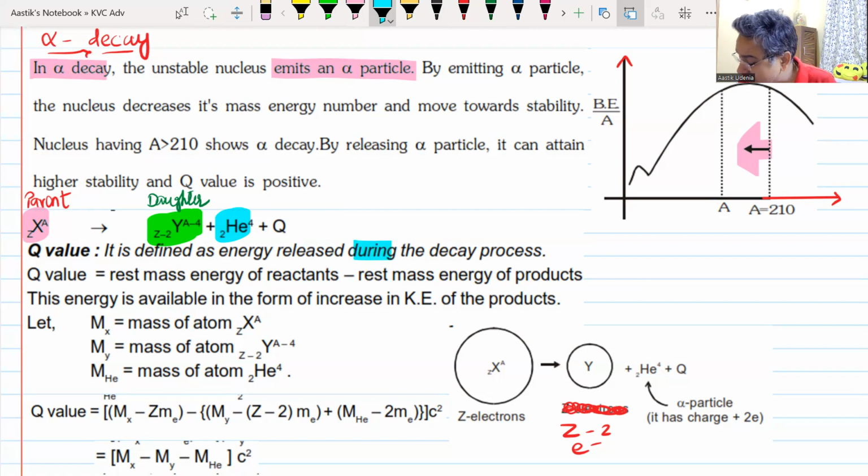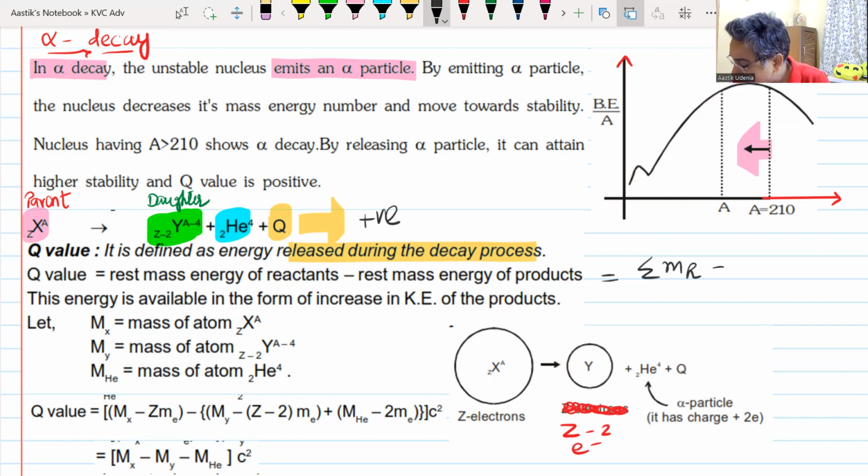Q value is the energy released in this decay process. As you can see, this is a spontaneous decay, so the Q value will always be positive. How do you find the Q value? It is equal to the summation of mass of the reactants minus the summation of mass of the products. I hope you understand this. Now remember, whenever we are taking masses of reactants, you have to take the mass of the nucleus, not the mass of the atom.